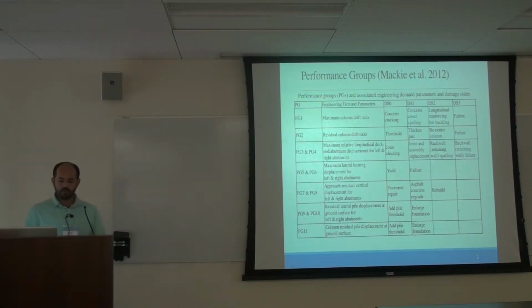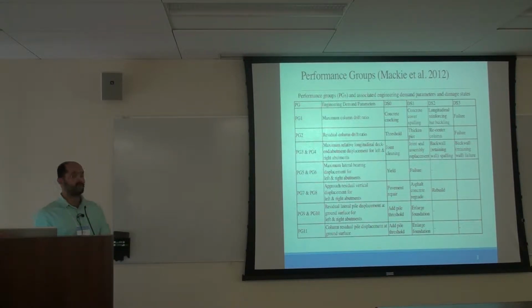By previous effort from Dr. Kevin Mackie, he divided the bridge into a set of structural components, each with its own EDP and corresponding damage states, where the small damage states relate to the low-level damage, and as you get higher, the damage will be more severe. For example, we have PG1.